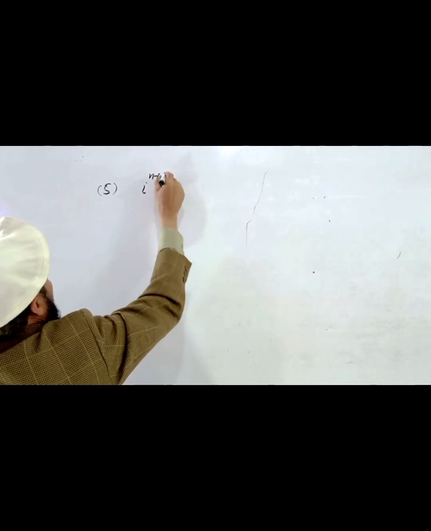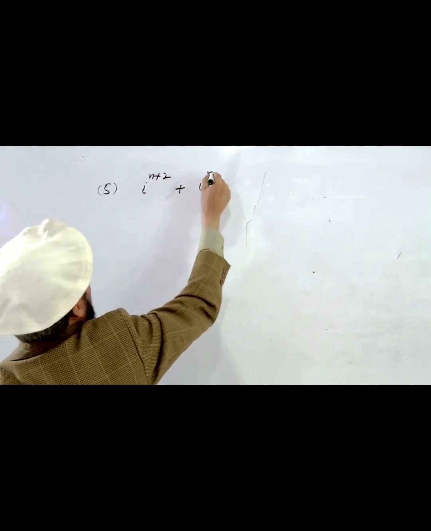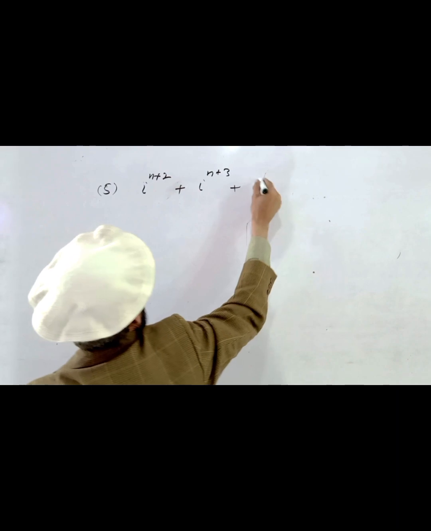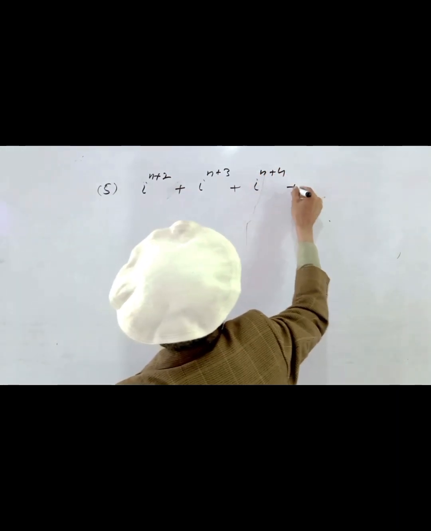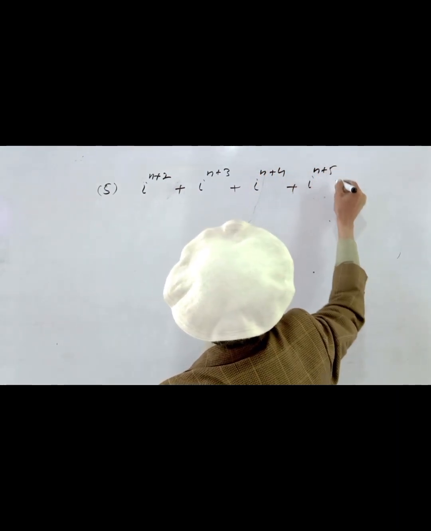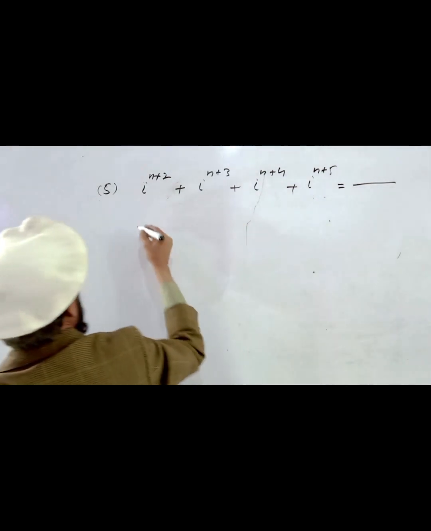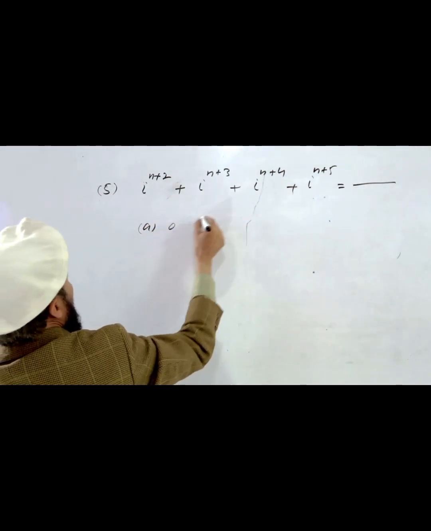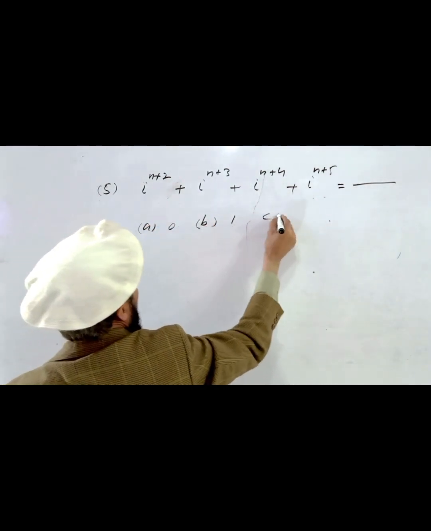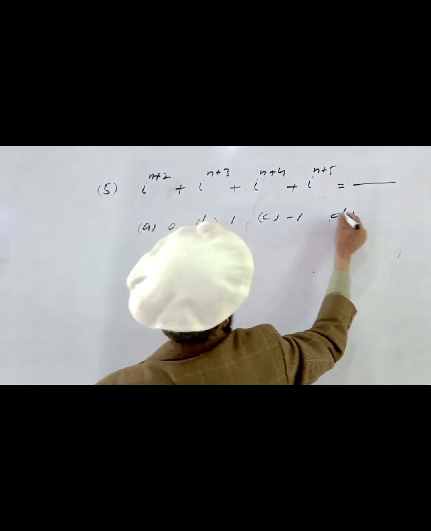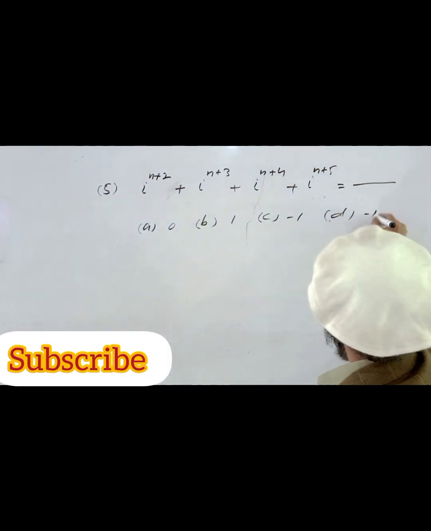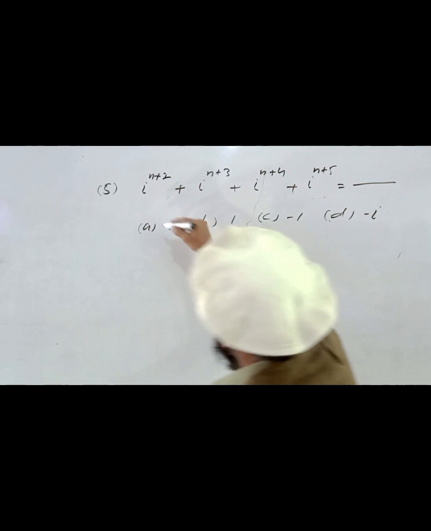Now we start from 2, for example: i^(n+2) plus i^(n+3) plus i^(n+4) plus i^(n+5). What is the result? Options: a) 0, b) 1, c) minus 1, d) minus i. The result will be 0.